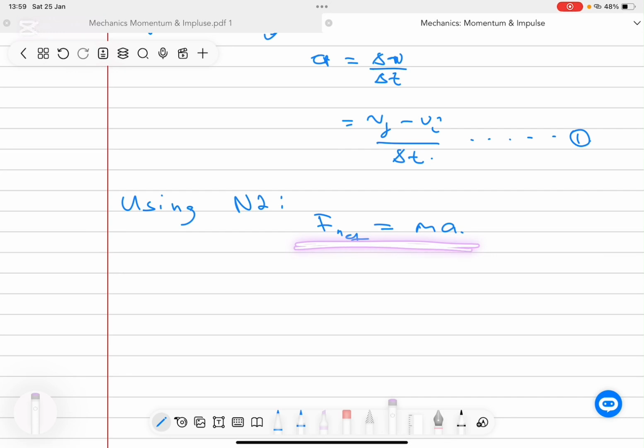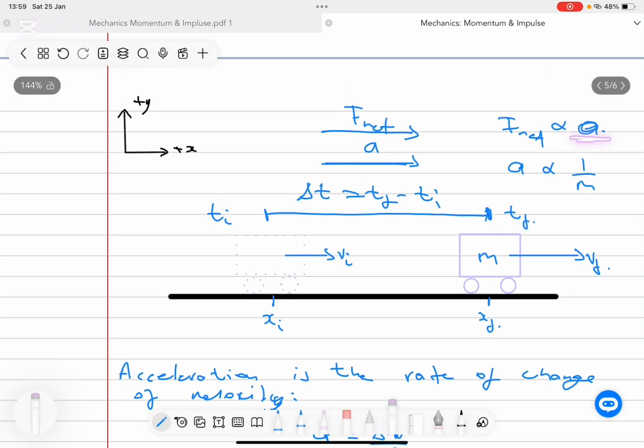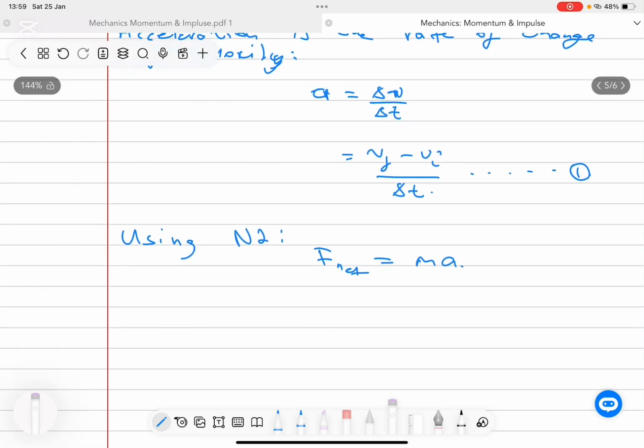Because this type of equation makes us see this relationship where the acceleration is directly proportional to the net force and inversely proportional to the mass. That's how we stated Newton's second law in grade 11. I'm going to call this equation 2.